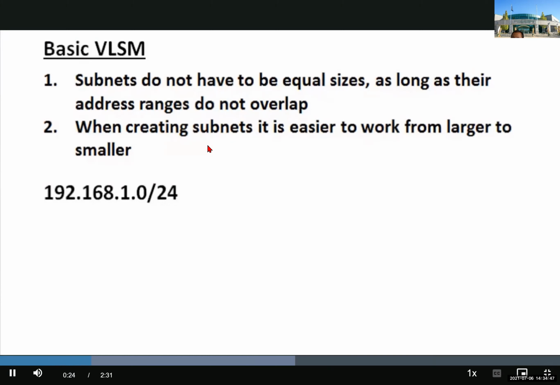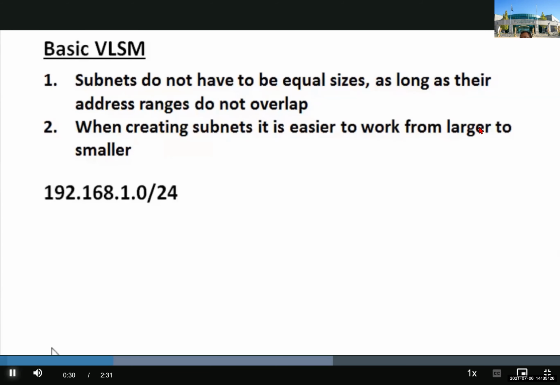2, when creating subnets, it is easier to work from larger to smaller subnets. And the second one, when you're working with a variable length subnet mask, remember you only have to sort it in the order from the largest one to the smallest. And the reason you have to sort it in the order from the largest to the smallest is it will overcome the problem of overlap. So when you sort in the order from the largest to the smallest, and when working with the subnet, it will make sure that you have no overlap in the address range.